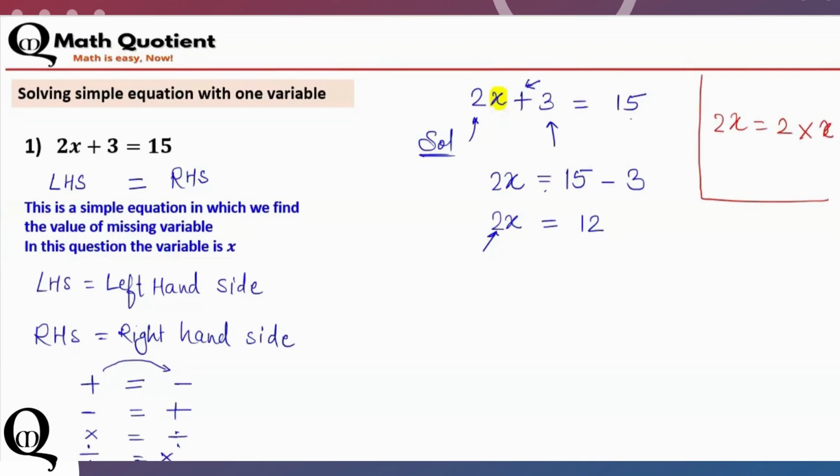So now because 2 is being multiplied, I'll divide both sides by 2. So I'll divide this also by 2 and I'll divide this also by 2. And when I do that, this becomes 1x equals 6. And whenever we have 1x, we don't generally write the 1, we just write it as x. So x equals 6, this will be our answer. This is the value of the variable for which this equation will be satisfied.